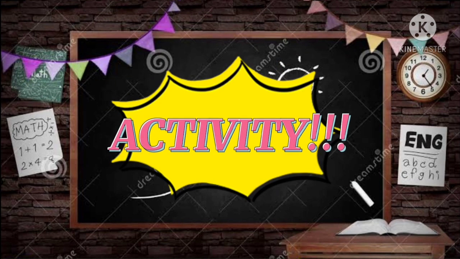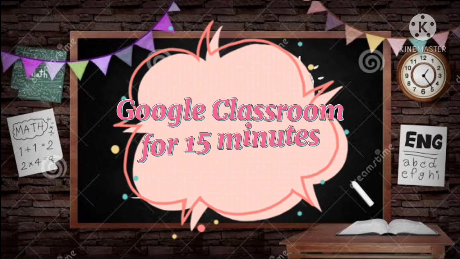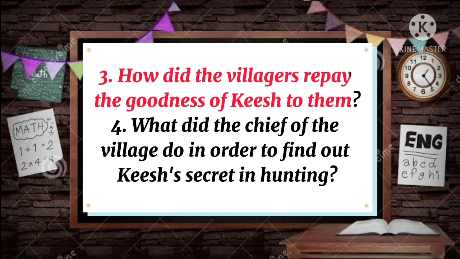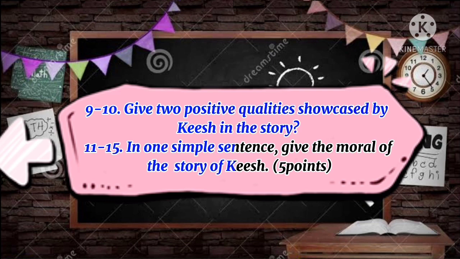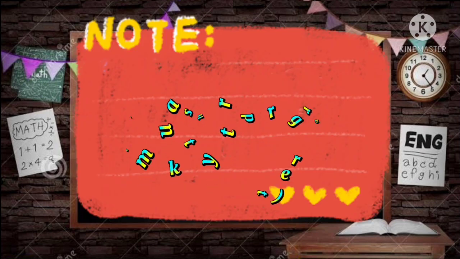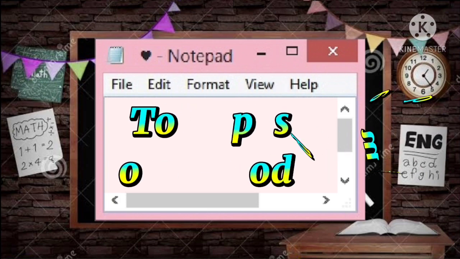For your activity, answer the following question. You can pass it on Google Classroom. You only have 15 minutes to answer. And for your assignment, write a short paragraph about the things that make you a hero for 10 points. You can pass it on Edmodo.